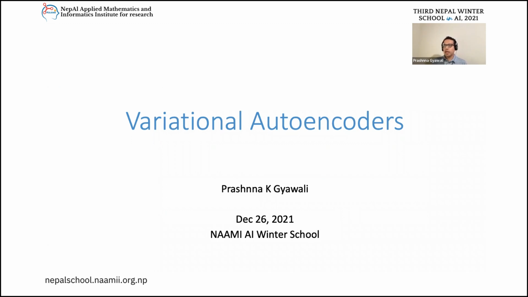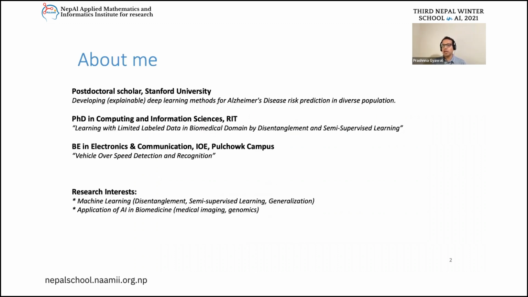So I'm going to give you a lecture on variational autoencoders, and I was planning to give you a brief introduction about myself and what I did, but Mahesh already did that. So I would be skipping most of the points here. Before I finished my PhD, I was at IOE Pulchowk campus doing my electronics and communication engineering. Over there, with some of my friends, we did this thesis about vehicle overspeed detection and recognition. And this was one of the starting points for myself to get into this amazing world of machine learning or AI.